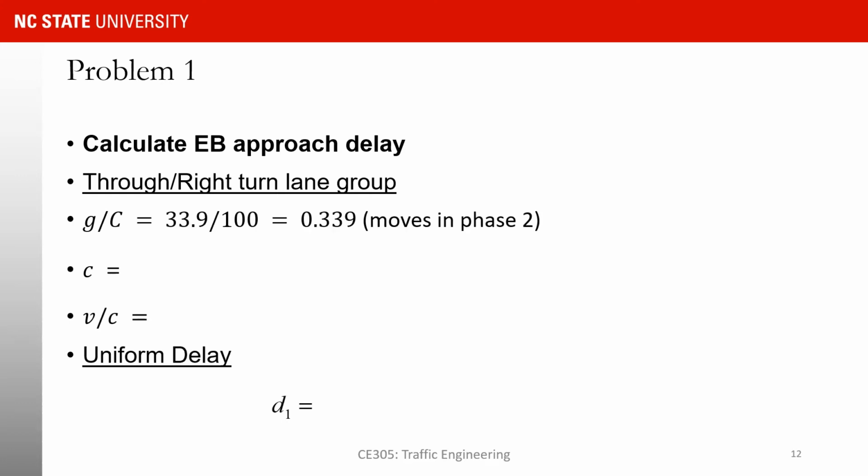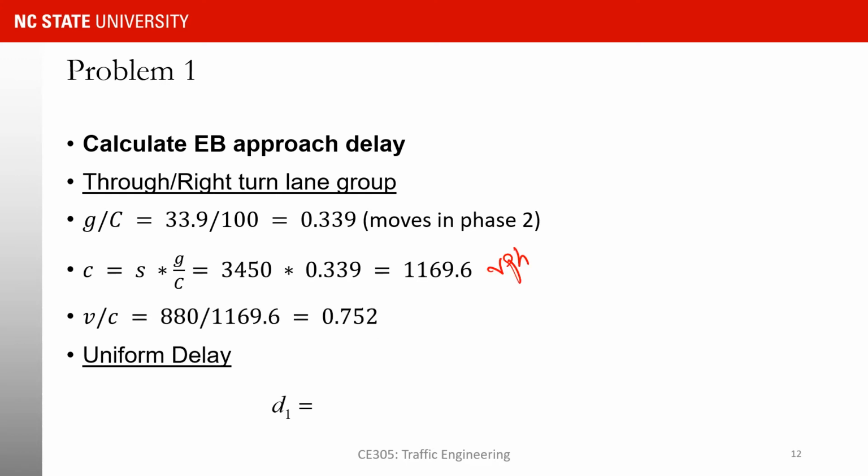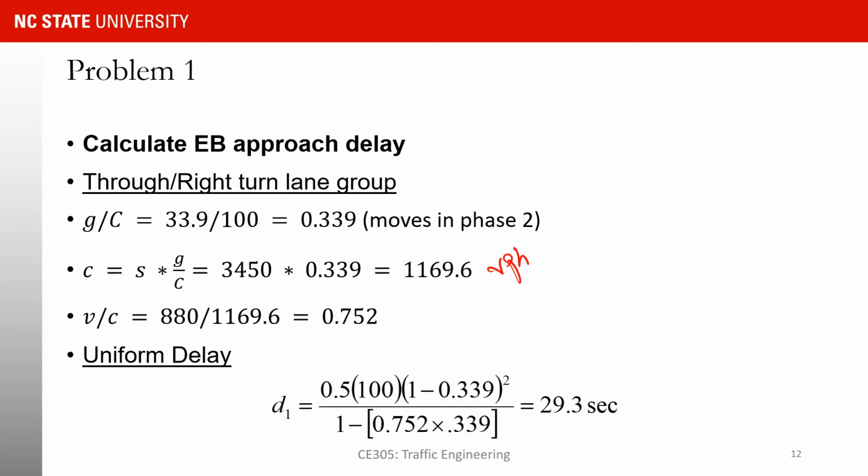G over C is 33.9 over 100. C is going to be S into G over C. So the result is going to be 1169.6 vehicles per hour. V over C is going to be 880, that's the given flow rate, divided by the capacity, which is 0.752. If you do the calculation for D1, you're going to get 29.3 seconds on average per vehicle.